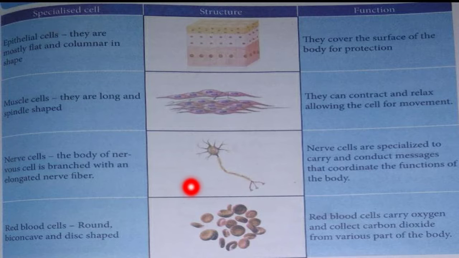Next one is RBC, that is red blood cells. Round, biconcave and disc shaped. Its function is to carry oxygen and collect carbon dioxide from various parts of the body. These are the specialized cells: epithelial cells, nerve cells, muscle cells, and RBCs.